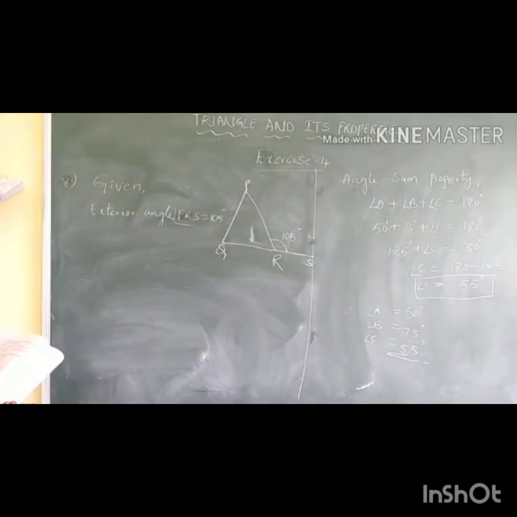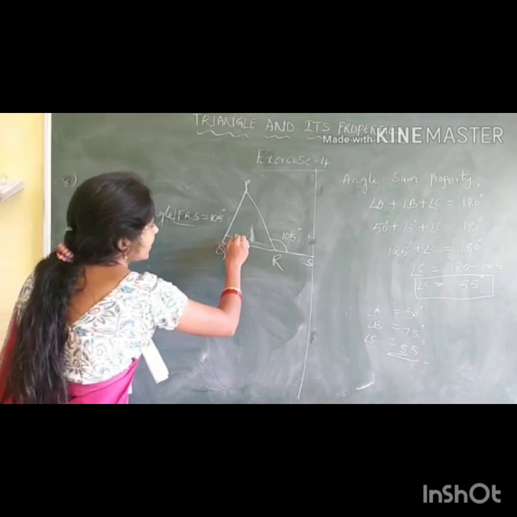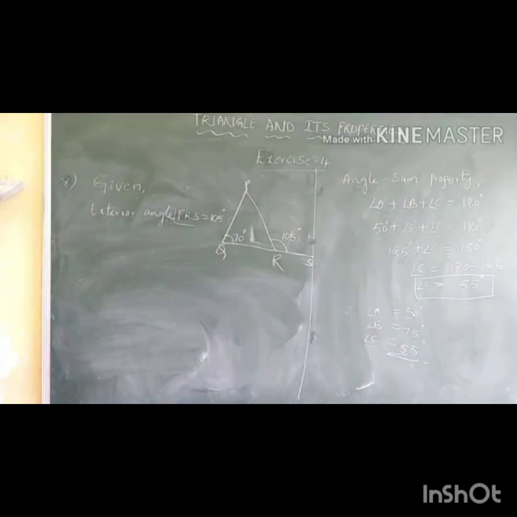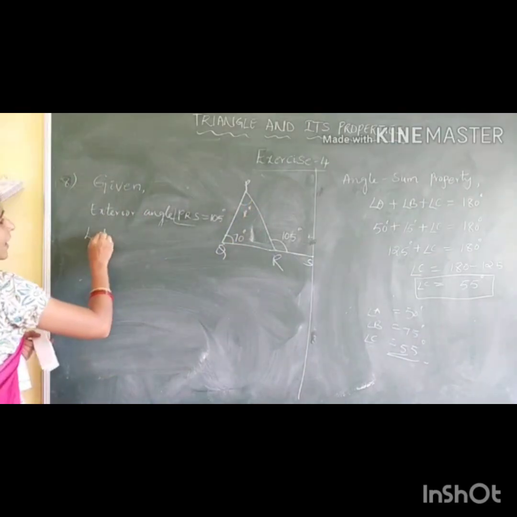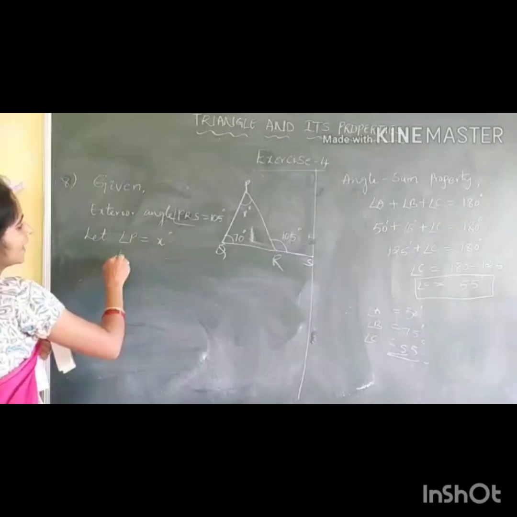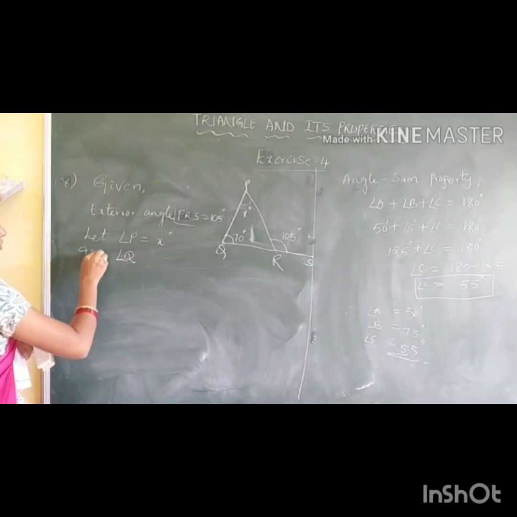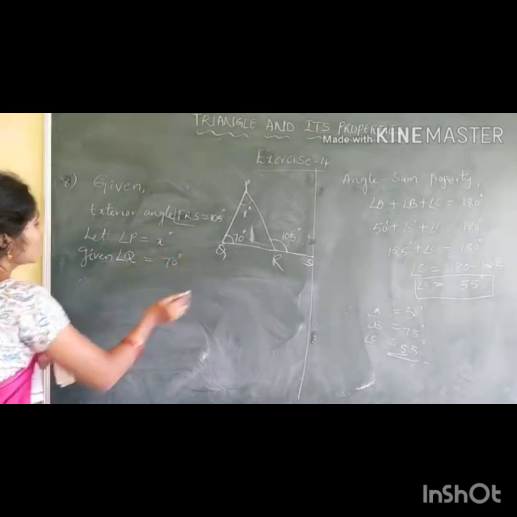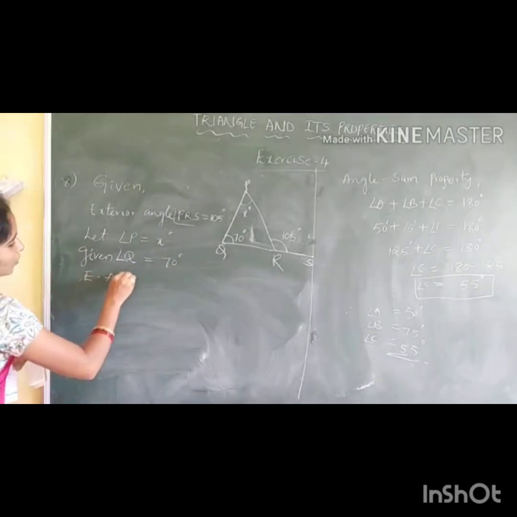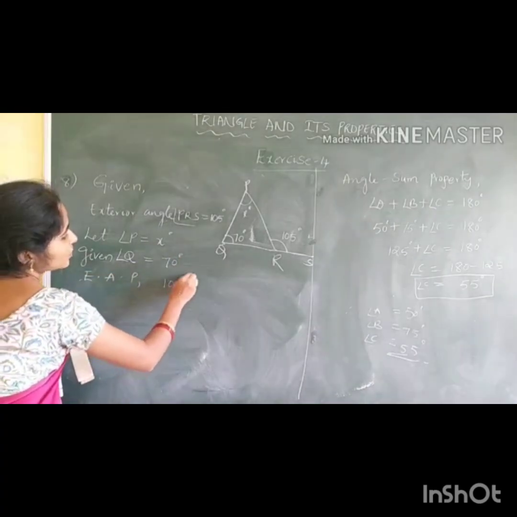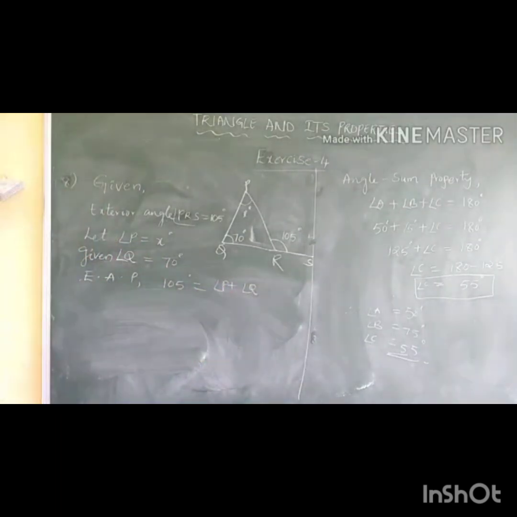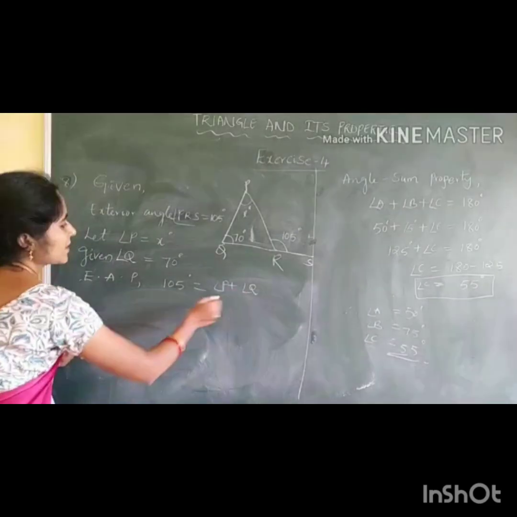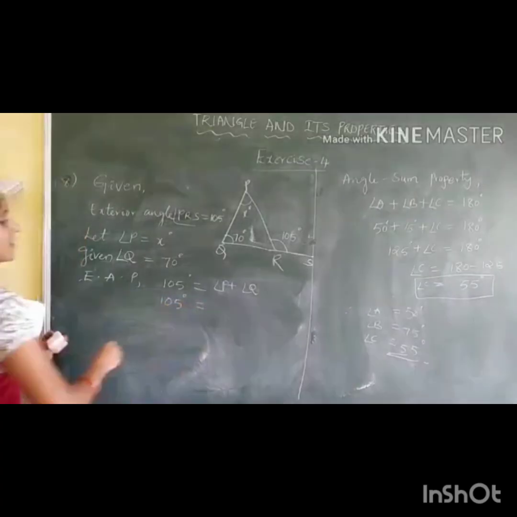And angle Q is 70 degrees, they gave. What about angle P? We don't know. Let angle P be x degrees. Angle Q is given as 70 degrees. As we know the exterior angle property, the exterior angle is equal to the sum of the opposite interior angles. So angle PRS is equal to angle P plus angle Q. Angle PRS is 105 degrees.